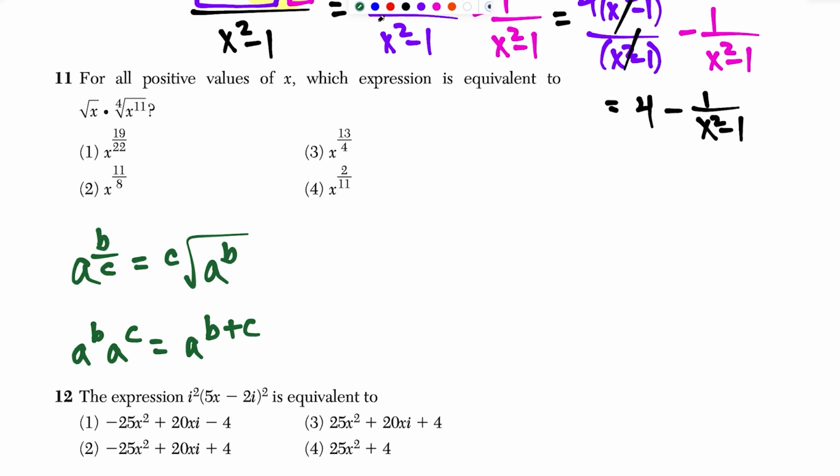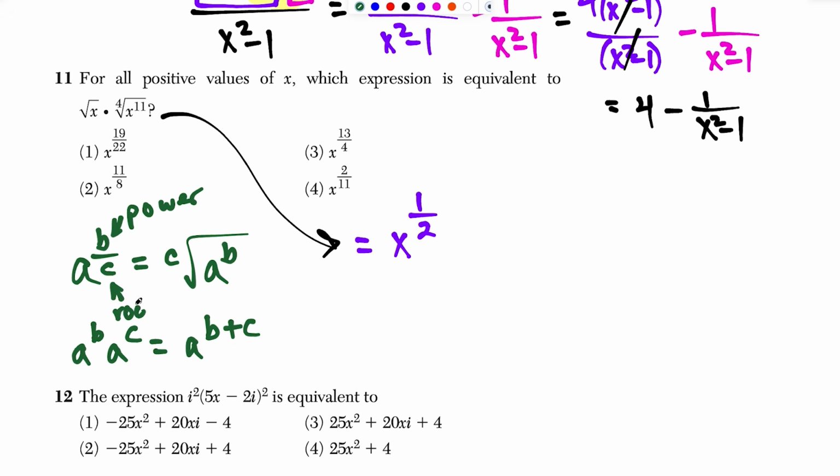So when I rewrite this in a moment, I'm going to say that the first part here is actually going to be equal to x to the 1 over 2. I'm doing the power over root. So just say that to yourself a few times: power over root. So I have x to the power 1 over the root 2, and I'm going to be multiplying here by x to the power 11 over the root 4.